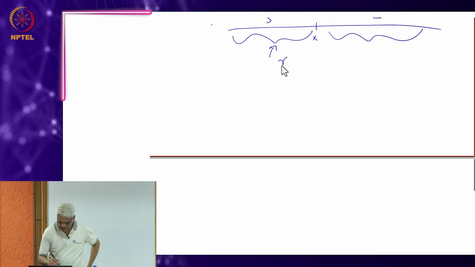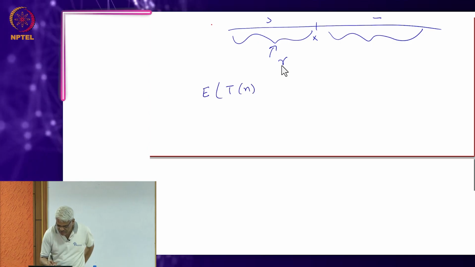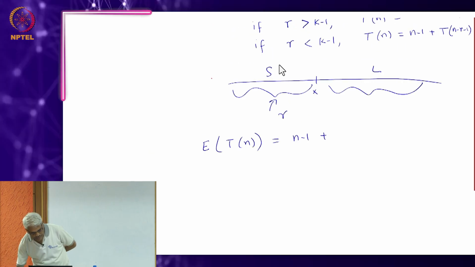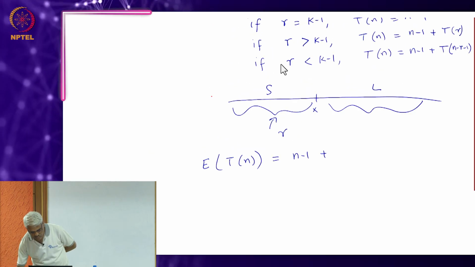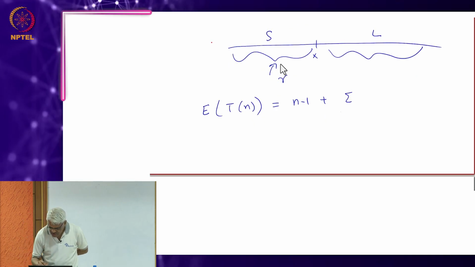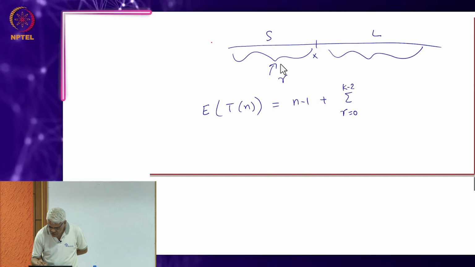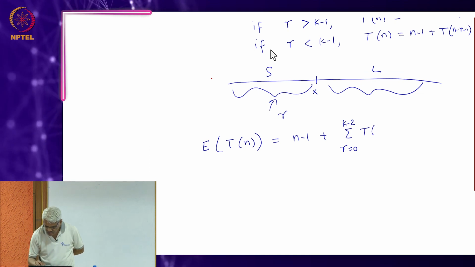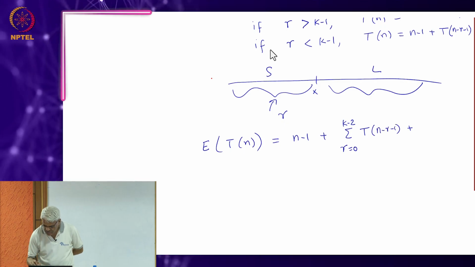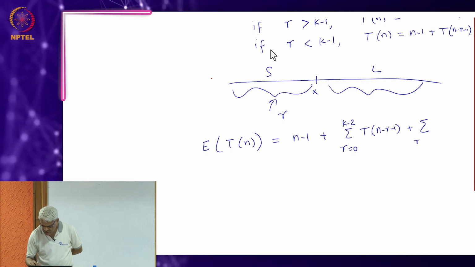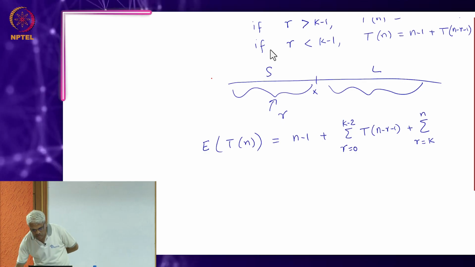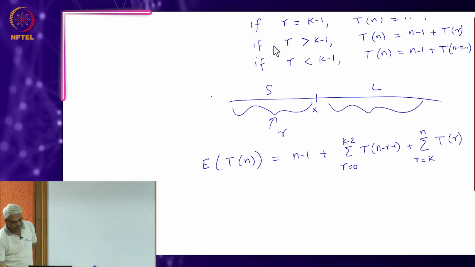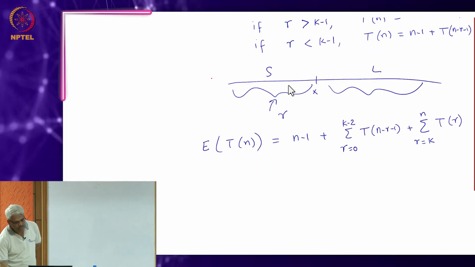Okay. So, the expected value of T of n, I will write a recurrence, I am not going to solve it: n minus 1 plus summation R equal to 0 to k minus 2, because if R is less than k minus 1, it is T of n minus R minus 1, plus, and if R is greater than k minus 1, so k to n, okay, this is more or less correct.